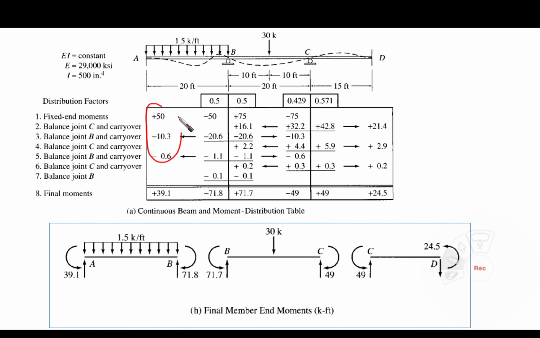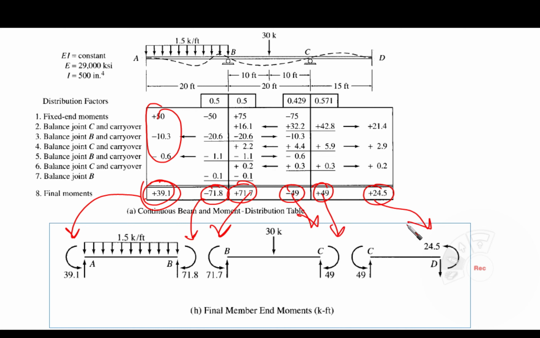Sum every column and give the summation at the bottom of each column, as you can see here. And then this moment is going to be added at each end of the spans that you have. This is simply what I have done.